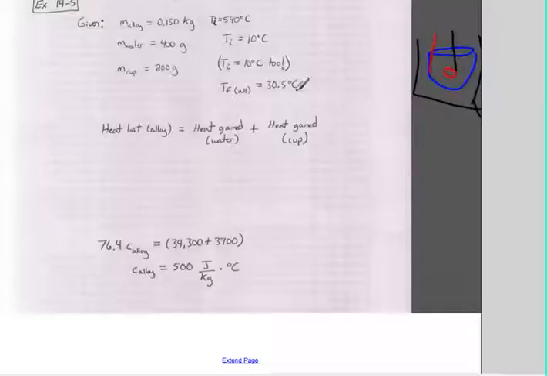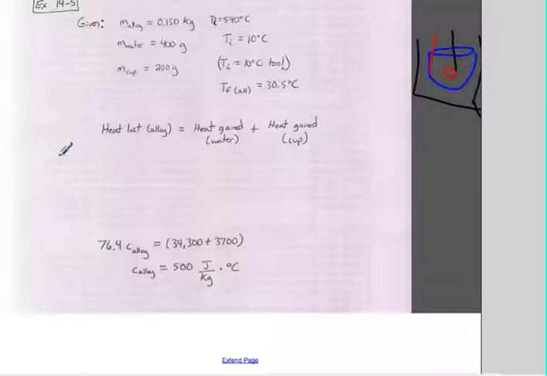Now what he wants to figure out is the specific heat of this alloy, whatever it's made of, because it might be a combination that's never been tested before. Basically the heat lost by the alloy is equal to the heat gained by the water plus the heat gained by the cup. That's the same thing we did last time, so we're going to fill that in with the same kind of relationship.